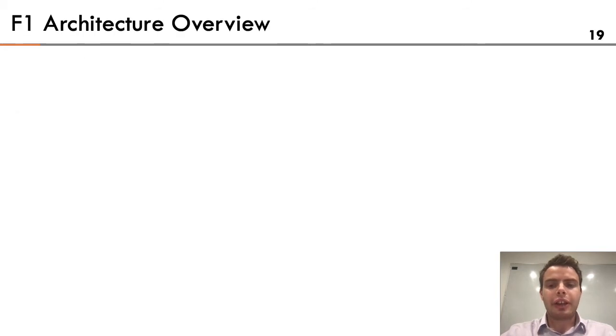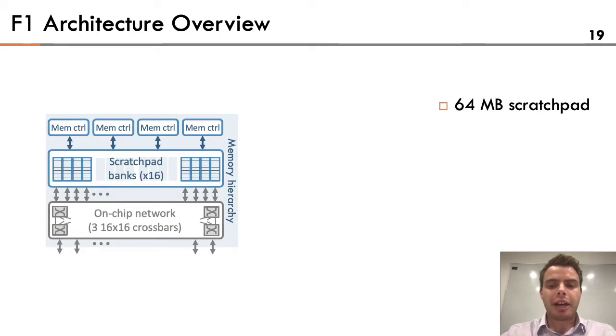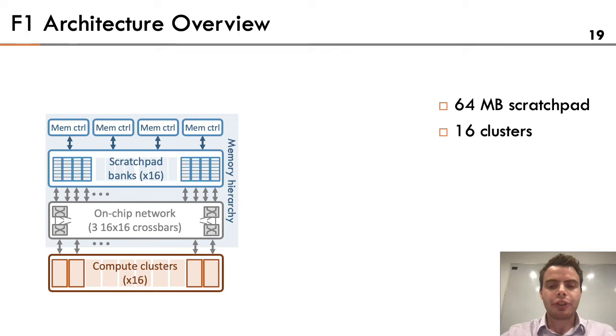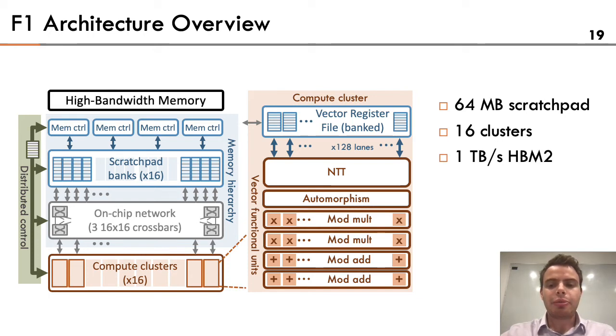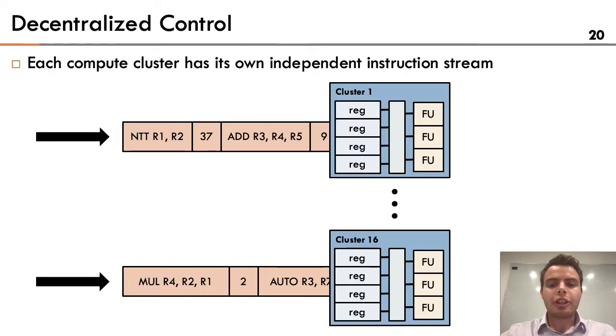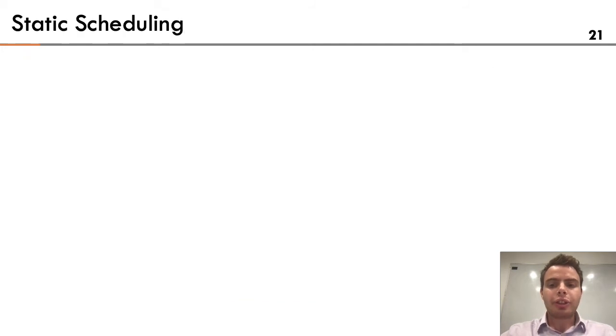After considering all of these ideas, here's the architecture we settled on. We have a large, highly banked scratchpad connected to 16 compute clusters. Each cluster has a register file and 6 wide vector functional units, deeply specialized for FHE primitives. To help handle our off-chip data movement, we have 1 terabyte per second of main memory bandwidth. Each cluster has its own independent, statically scheduled instruction stream, avoiding the overheads of centralized VLIW-style control. We'll now start to discuss some of the interesting features of F1's design.